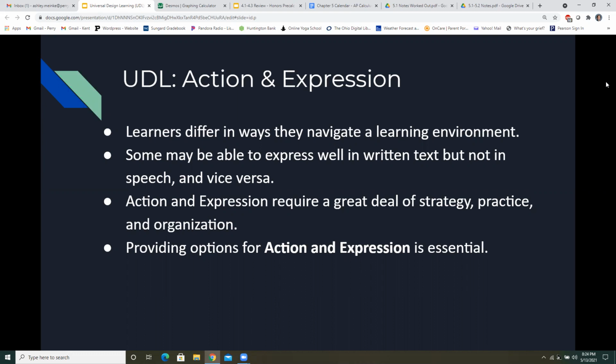So action and expression require a great deal of strategy, practice, and organization. And so this takes a lot of experience as a teacher. Also, when you encounter a new situation, you need to be able to adapt pretty quickly and try to find ways to engage the student so that they are able to express how they arrive at answers. We will talk a little bit more in detail a little later on about a couple of techniques that can be used, and Ashley will get into some of them as well. But providing options for action and expression is again essential.